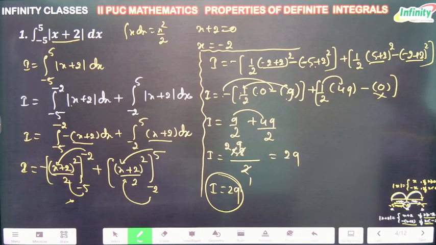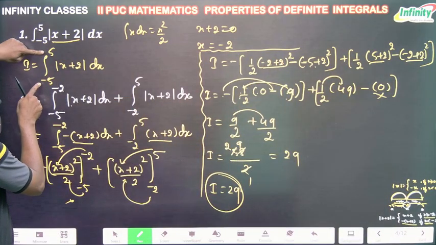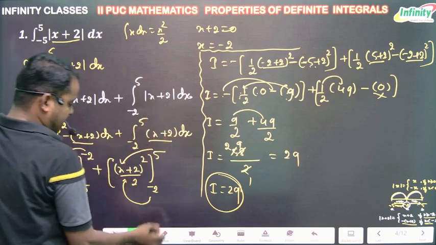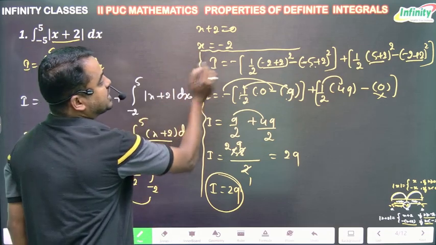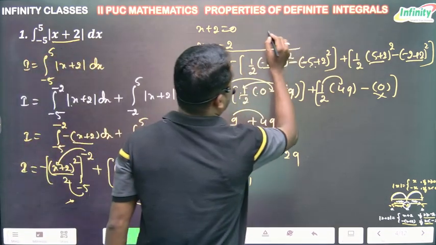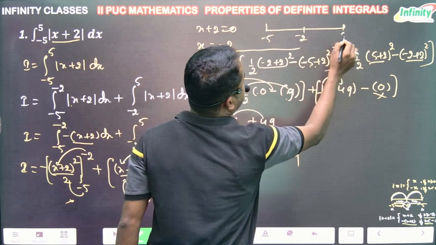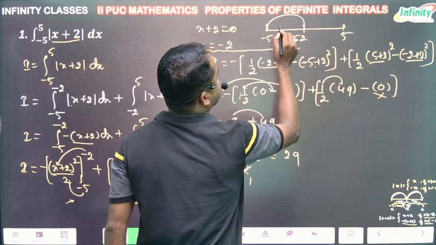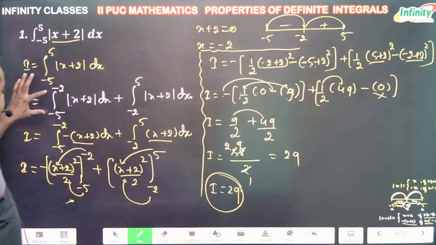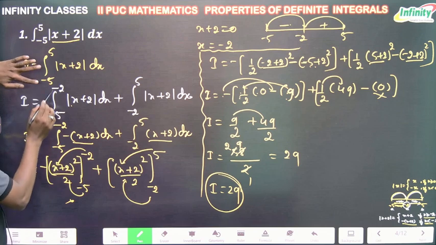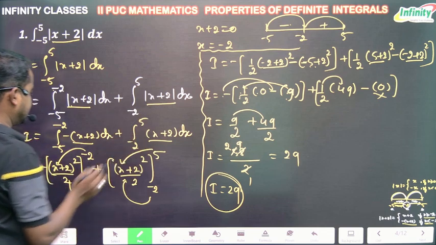See here once again, first we are applying the breaking of limit property. We are breaking minus 5 to 5 and we are finding the critical value here, that is x plus 2 is equal to 0, x is equal to minus 2. After breaking we have to draw the number line, that is minus 5 to minus 2, then 5. Minus 5 to 5, it is negative here. Now it is positive here. So after breaking this one, minus 5 to minus 2 mod of x plus 2 dx, then minus 2 to 5 x plus 2 dx.